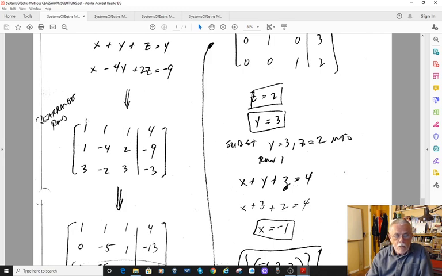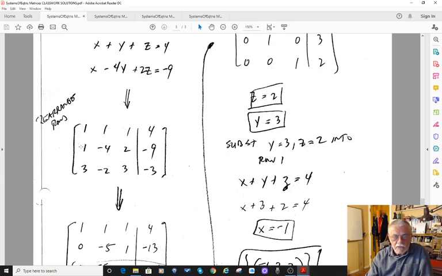So now I want this to be a 1, and it is. So I'm going to use that to make the rest of these zeros. So what do I do? I multiply this guy by negative 1. I actually do that mentally. I keep it written down here, but I mentally multiply these by negative 1 and add them to equation 2.